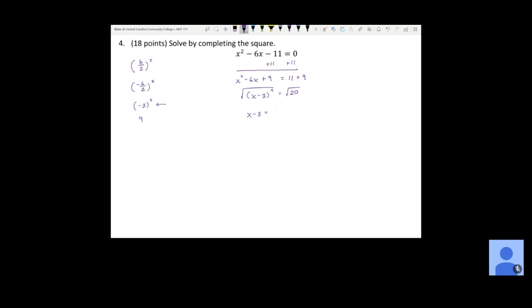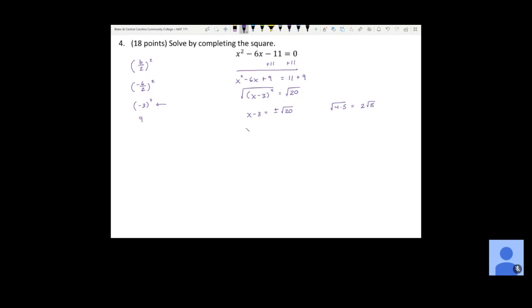Plus or minus. Good. Don't forget that piece. Square root of 20. Now, before I go on, is there any way that I could simplify the square root of 20? It is going to be 2 square root of 5, right? Because if I break this down, I can say that's the same thing as the square root of 4 times 5. And then if I bring out the square root of 4, that gives me a 2.